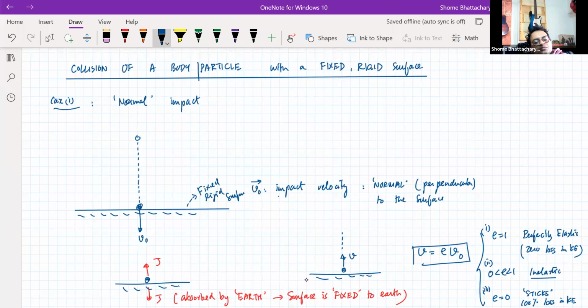So as you can see, it's a very simple derivation. I mean, it's a very simple set of concepts and derivation. So this velocity v is after impact, and this is also normal to the surface. So J here is the collision impulse.